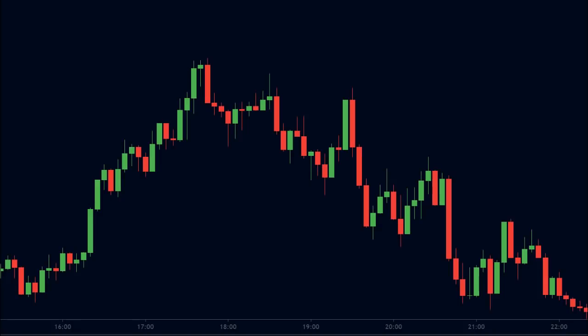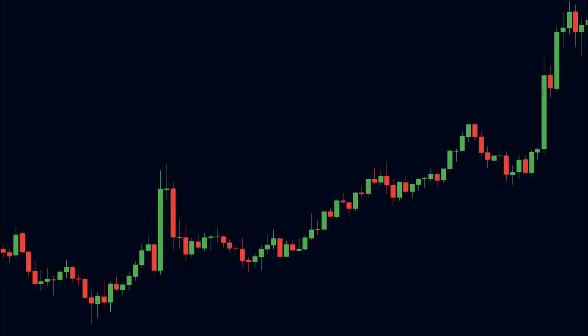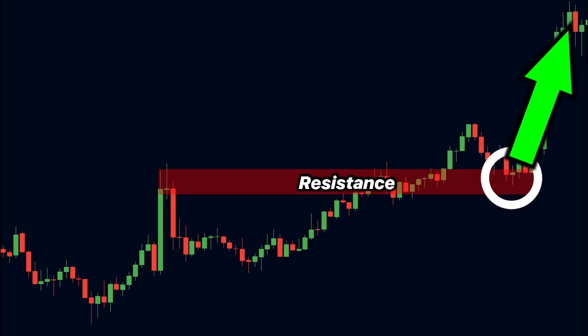Now, an important characteristic of support and resistance levels is that they are bipolar in nature. This means that, whenever the price breaks a resistance level, it becomes a support.